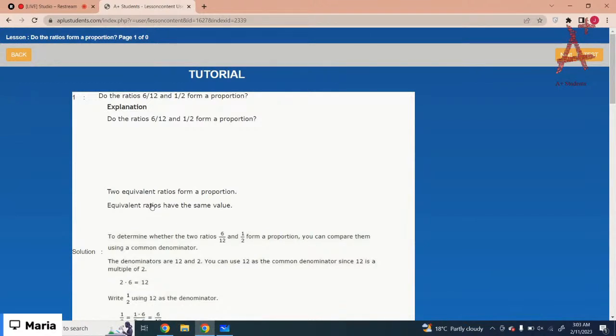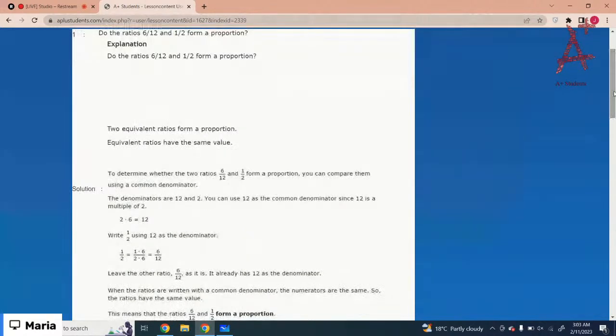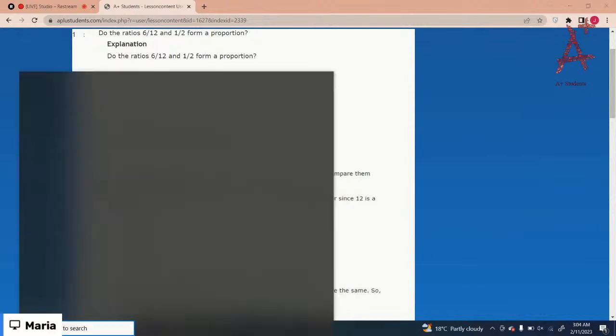The first example is: do the ratios 6 by 12 and 1 by 2 form a proportion? So you are given two ratios. You just have to see if they form a proportion. Got it? So how can we see if the ratios form a proportion? Let's start with the explanation. To determine whether the two ratios 6 by 12 and 1 by 2 form a proportion, you have to compare the ratios. Got it?